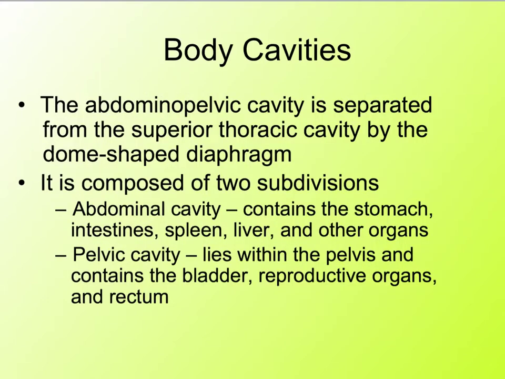The abdominopelvic cavity is separated from the superior thoracic cavity by the diaphragm, and is composed of two subdivisions. You got the abdominal cavity, which has the stomach, intestines, spleen, liver, and other organs, and the pelvic cavity, which is the pelvis, bladder, reproductive organs, and rectum.